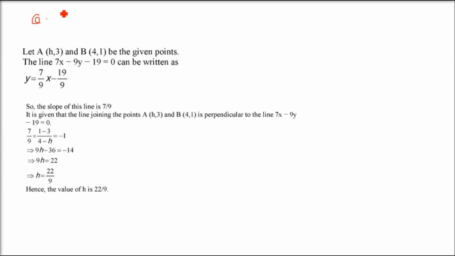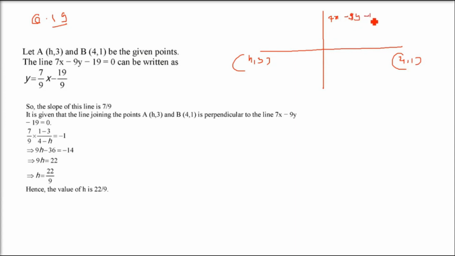Question number 19. The line through (h, 3) and (4, 1) intersects the line 7x minus 9y minus 19 equals 0 at right angle. Find the value of h. So there is a line, here we have (h, 3), here we have (4, 1), and it is intersecting this line at right angle, and this line is 7x minus 9y minus 19 equals 0.